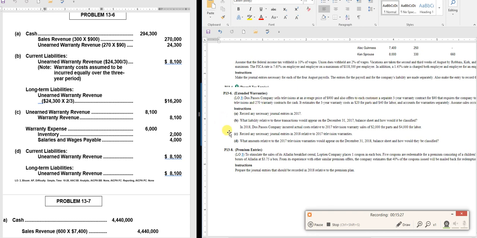Okay, so I'm going to record the journal entries for 2017 where I just debit cash, credit sales revenue, and credit unearned warranty because on the day of sale, time hasn't passed. So in a year, I'll earn a third of that. What liability relative to these transactions would appear on the balance sheet and how would it be classified? So I have my unearned warranty revenue.